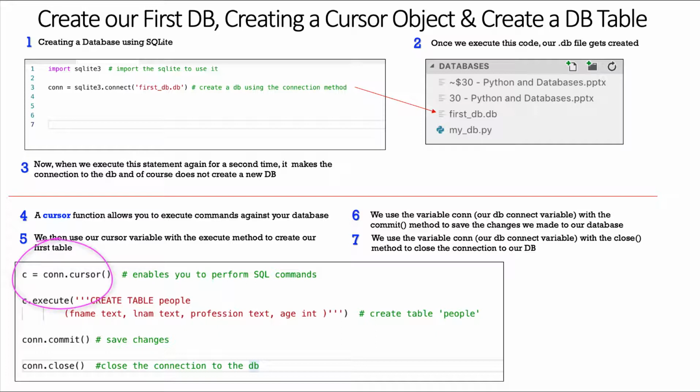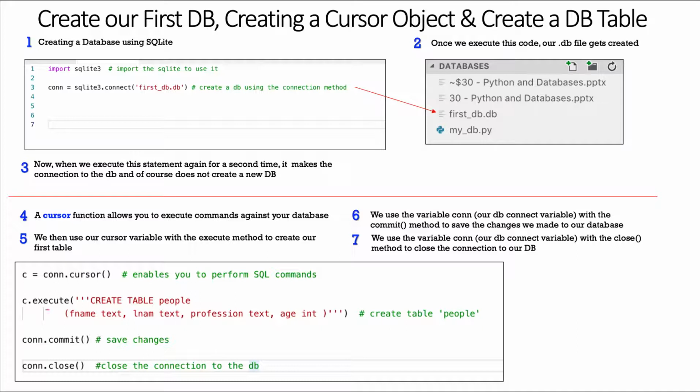Here, we see a cursor function. This allows us to execute commands against our database. So it's our portal in to communicating with our database. Then here, we use our cursor variable with the execute method to create our first table. The syntax is create table, we choose people, and then the fields or the columns we'd like to create. Fname as text, lname as text, profession as text, and the age as an integer. We have triple quotes on the outside of this.